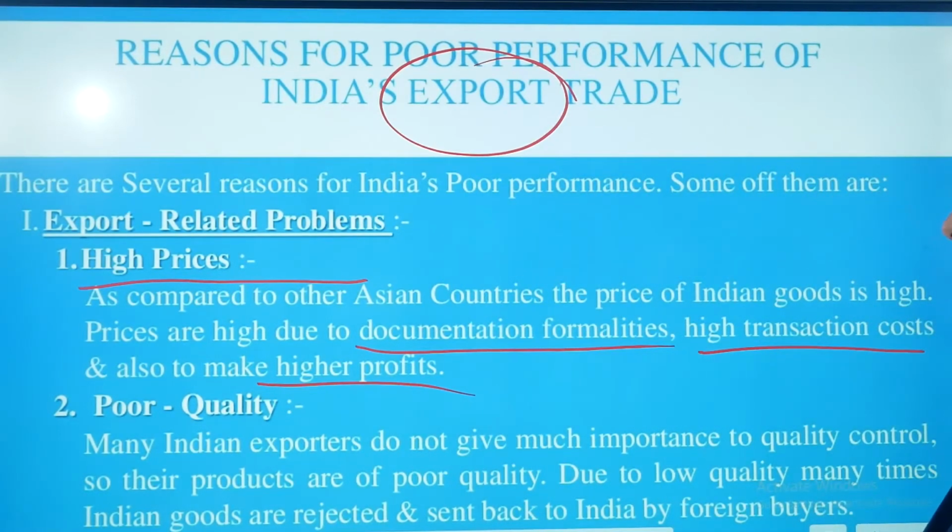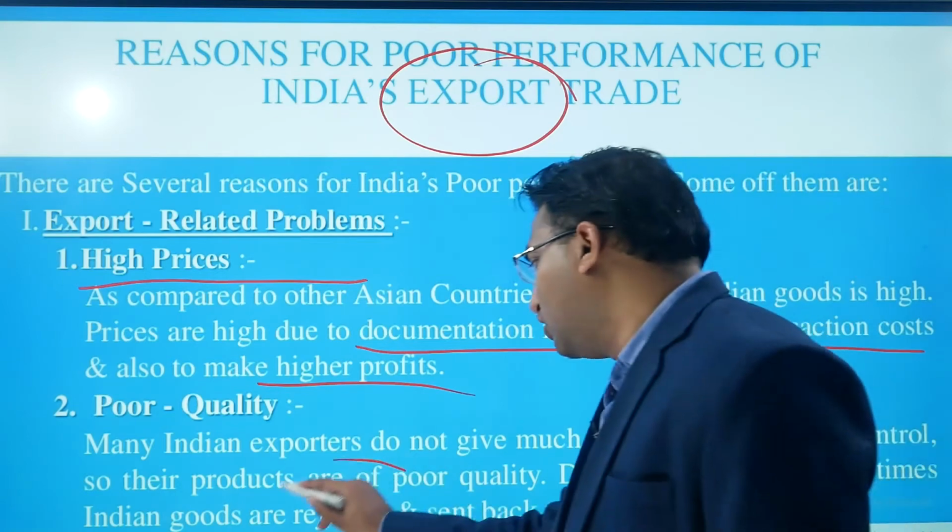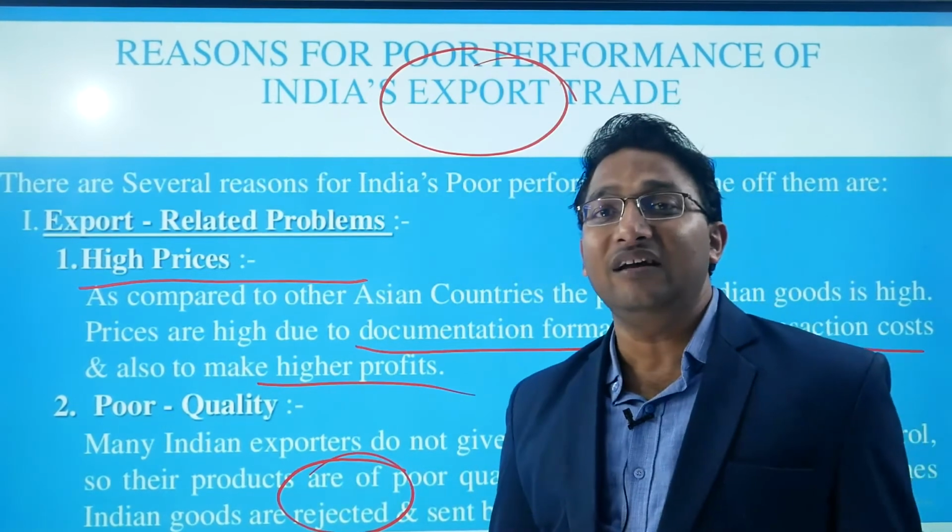Poor quality. Many Indian exporters do not give much importance to quality control. So their products are poor quality, and due to poor quality they are rejected. So this rejection of export consignment is a very natural phenomenon.